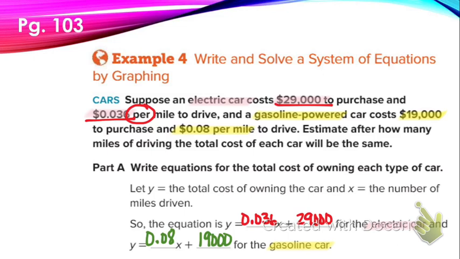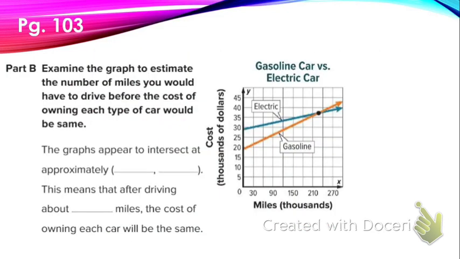Okay. Fortunately for us, because it would be really difficult to try to graph that, they graphed it for us, which is really good. So we have the blue graph, that's your electric car, and we have the orange, I guess it's orange. The orange would be your gasoline car. So notice it says the graph appears to intersect, because when it says appears to intersect, we have to approximate it. So let's just do our very best to approximate what we think these numbers are. What is X?